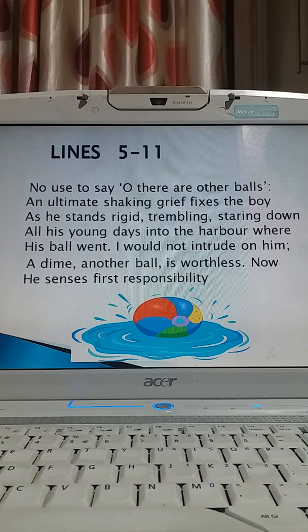Further, the poet says that the time has come for the boy to learn the responsibility of taking care of his things.